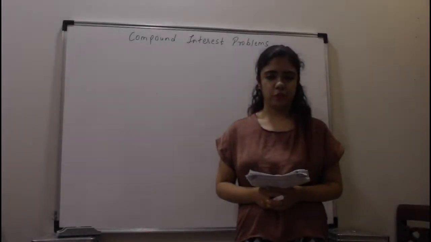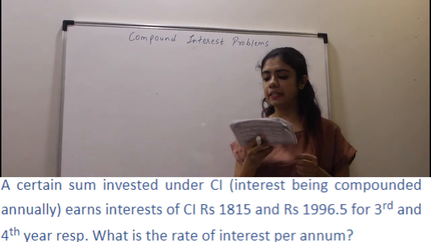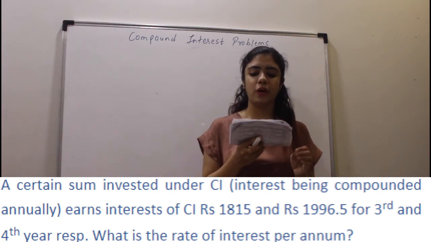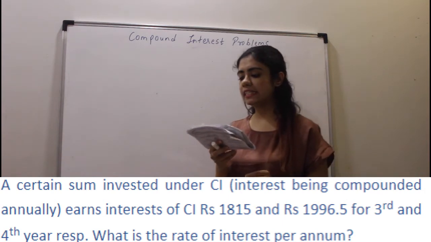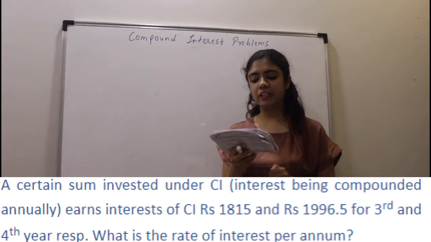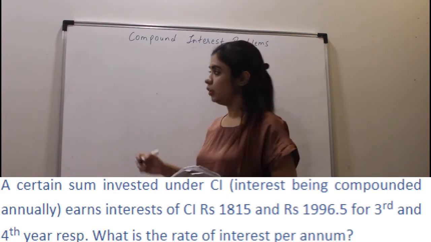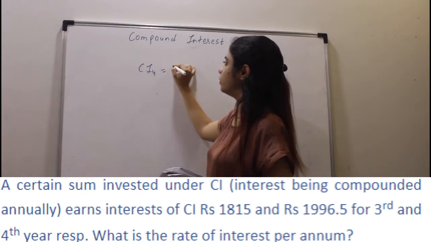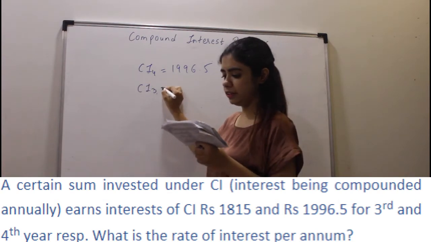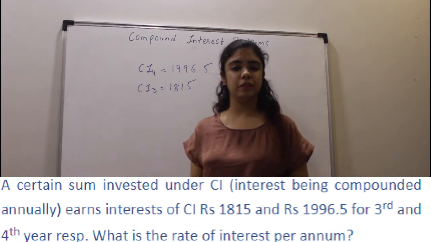Now, let's look at the next question. What does it say? It says, a certain sum invested under compound interest, interest being compounded annually, earns interest of 1815 and 1996.5 for the third and the fourth years respectively. What is the rate of interest per annum? So they've given you the compound interest for the third year and the fourth year. Look, compound interest for the fourth year is 1996.5 and compound interest for the third year is 1815. They are asking you what is the rate of interest per annum.